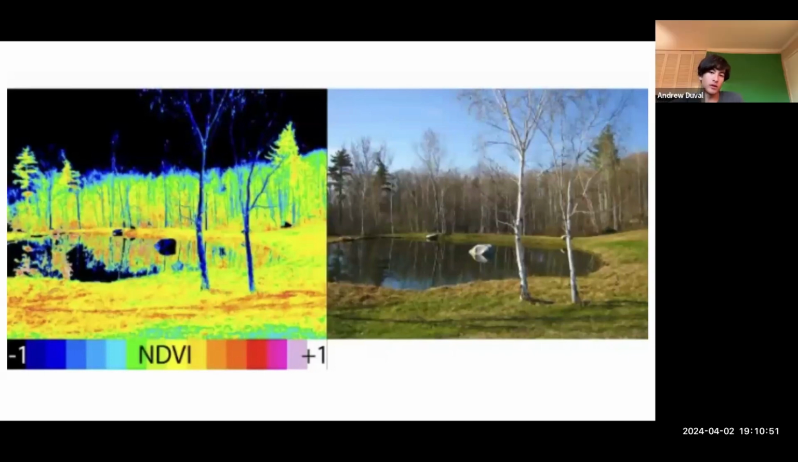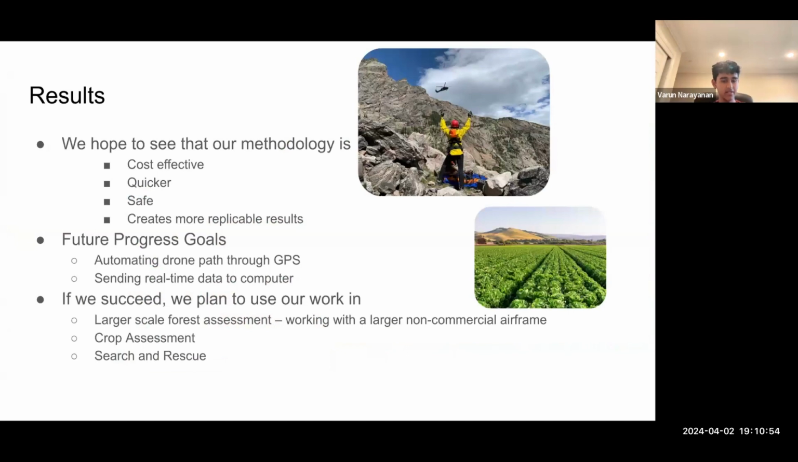What we hope to achieve with this is a more cost-effective and quick solution for forestry and forest health management than what the current government organizations use, because they usually use manual methods of surveying. This would be faster and allow for more data in many more different areas. If we succeed, we want to continue this to do some larger scale forest assessment, and also maybe expand to crop assessment and things like search and rescue.